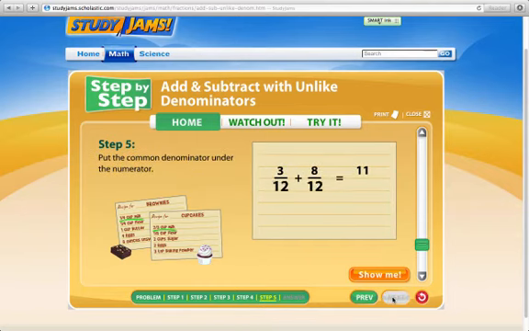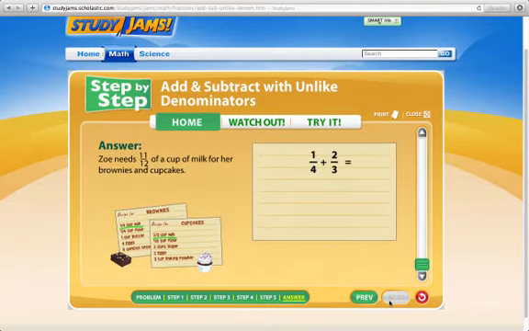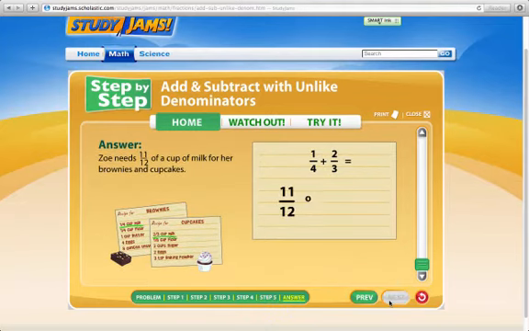Lastly, put the common denominator under the numerator. Remember, don't add the denominators. 11 over 12 makes 11/12. Zoe needs 11/12 of a cup of milk for her brownies and cupcakes.